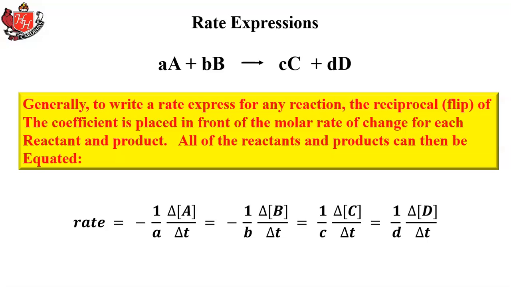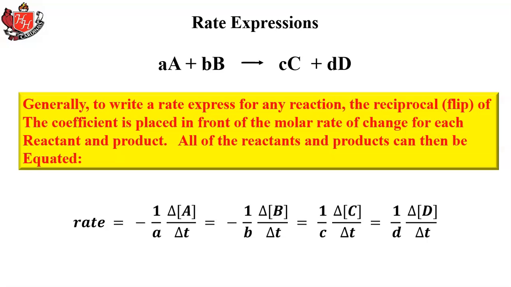All of the reactants and products can then be equated. So look at the first term, small a. You take that coefficient, small a, and you flip it, so it's 1 over small a. And since it's a reactant, it has a negative sign in front of it. Then you simply put that in front of the concentration change in capital A over change in T.